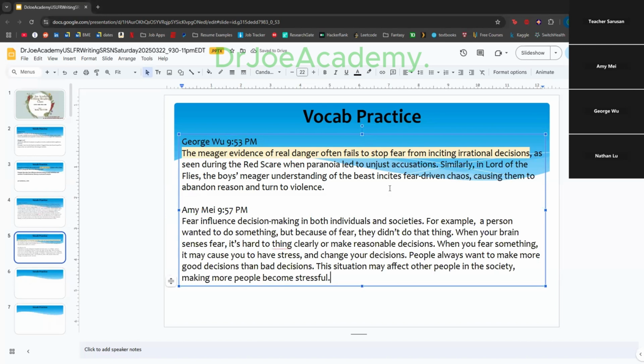All right, Amy, can you read your answer, please? Fear influences decision making in both individuals and societies. For example, a person wanted to do something, but because of fear, they didn't do that thing. When your brain senses fear, it's hard to think clearly or make reasonable decisions. When you fear something, it may cause you to have stress and change your decisions. People always want to make more good decisions than bad decisions. The situation may affect other people in the society, making more people become stressful.